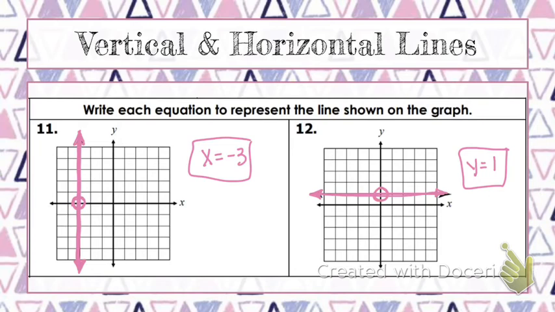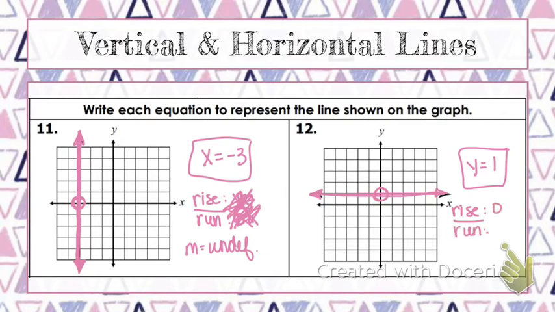a vertical line, the rise can be any number we want. For example, 2. The run, though, is 0. We don't move at all left to right. And you cannot divide by 0. That's bad. Black hole into the world. So the slope is undefined. And then on horizontal lines, our rise is 0. Our run can be anything we want. So let's just say 2. And 0 divided by 2 is just 0. So in here, our slope is 0.